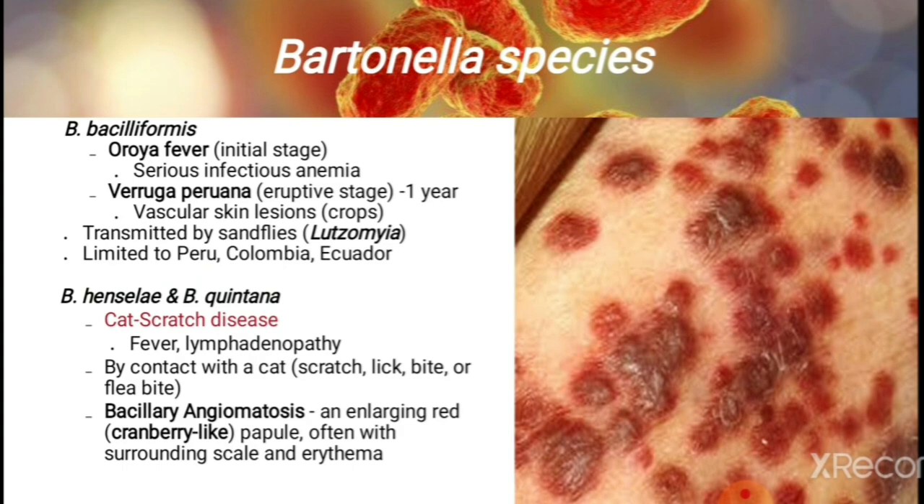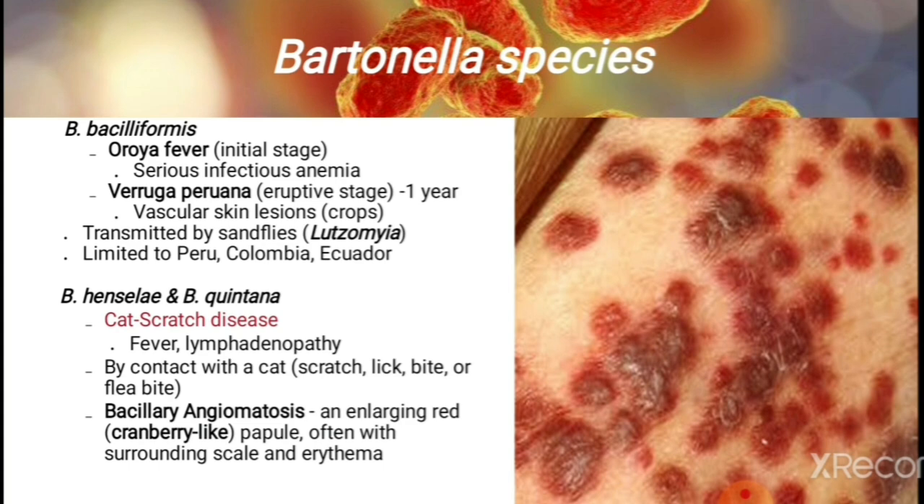Bartonella bacilliformis is the causative agent of Oroya fever. Oroya fever is the initial stage of the disease, and it can cause a serious infectious anemia. And then the eruptive stage of Bartonella bacilliformis is Verruga peruana. Usually it erupts after a period of 1 year, and it will cause vascular skin lesions or crops. It is transmitted by sandflies such as Lutzomyia, and these sandflies are limited to Peru, Colombia, and Ecuador.